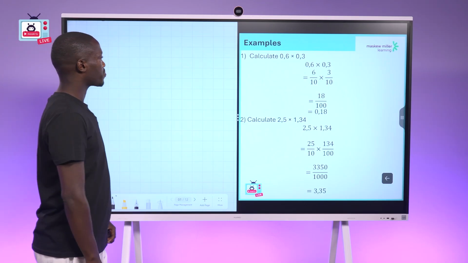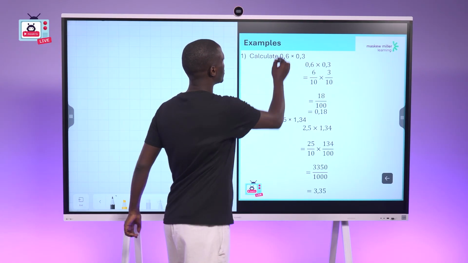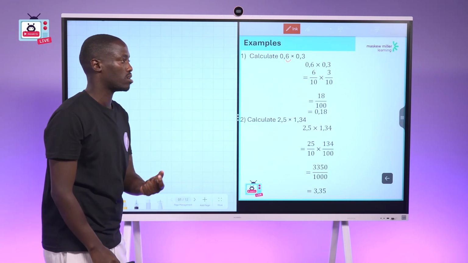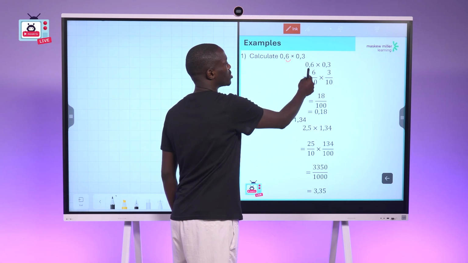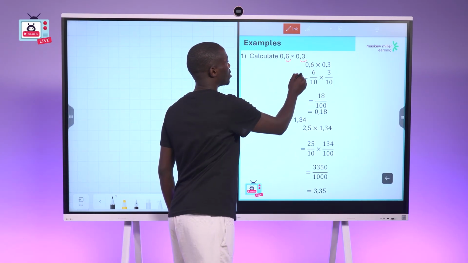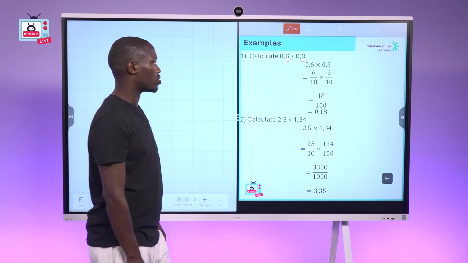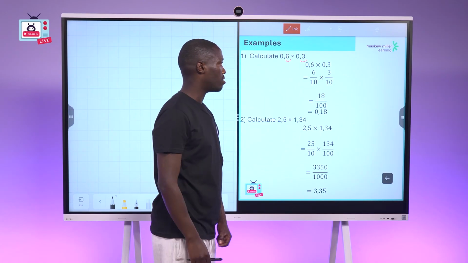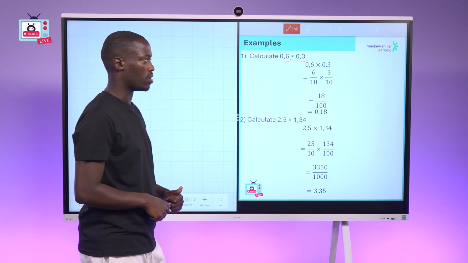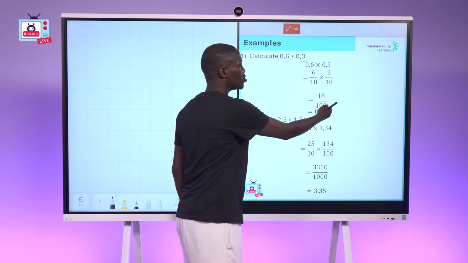Here's the first example. I have 0,6 times 0,3. How many decimal places do I have there? I have 1 decimal place. So this 6 is in the 10th place. That means 0,6 is just 6 over 10. And then 0,3, I only have 1 decimal place there. That means it's in the 10th place as well. So that would mean I have 3 over 10. Now, these are fractions. We're good with fractions when it comes to multiplication by now, which is 6 times 3, which gives me 18. And 10 times 10 gives you 100.